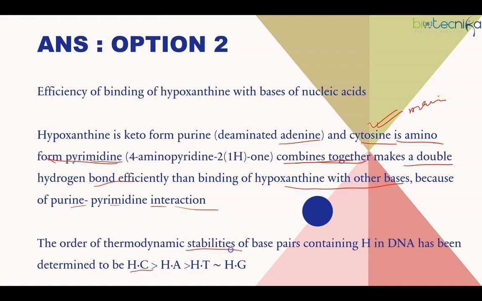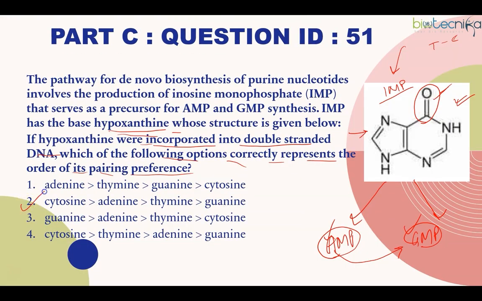If you see the thermodynamic stability, which one will be more stable thermodynamic wise? So first is cytosine, then adenine, and then thymine, and last will be guanine. Okay, so the correct option is option 2.